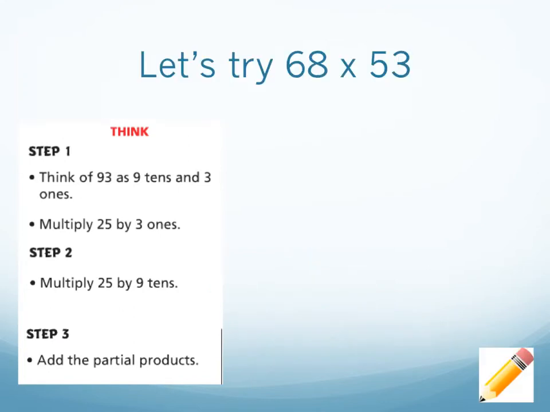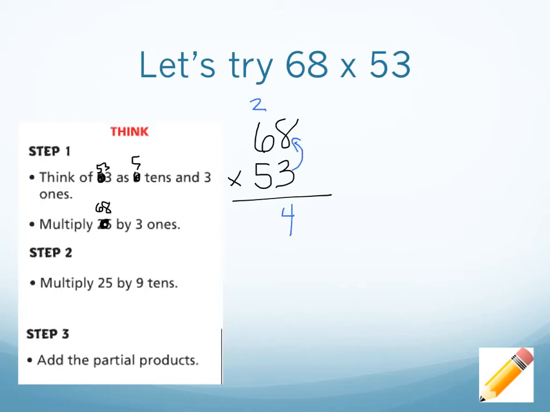All right, let's try 68 times 53. 68 and 53. Now, to multiply 68 and 53, I'm going to think of 53 as 5 tens and 3 ones. And I'm going to start by multiplying my 68 by my 3 ones. 3 times 8 is 24. I'm going to put down my 4 and regroup my 2. And 3 times 6 is 18, plus 2 is 20.